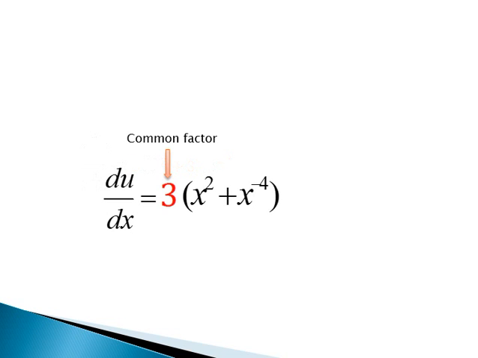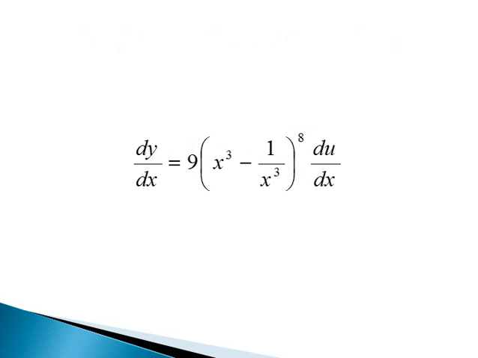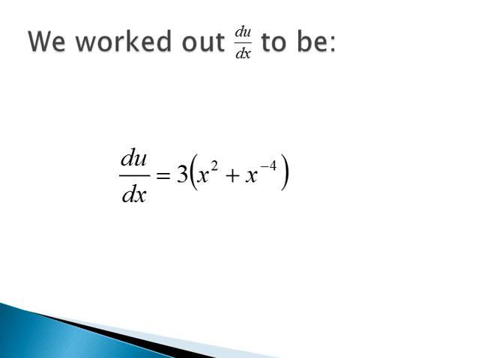So du/dx equals 3x squared plus 3x to the power of minus 4. And notice we can take out 3 as a common factor, so du/dx equals 3 all multiplied by (x squared plus x to the power of minus 4). And let's recall our function now. y equals ((x cubed minus 1) over x cubed) to the power of 9. Therefore dy/dx equals 9 multiplied by ((x cubed minus 1) over x cubed) to the power of 8 multiplied by du/dx.